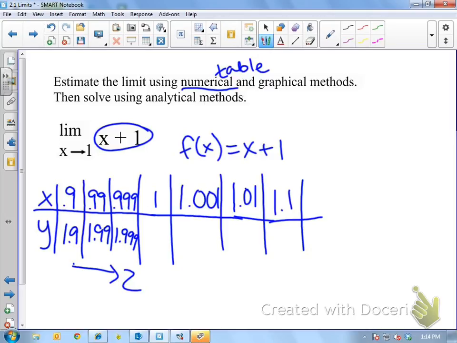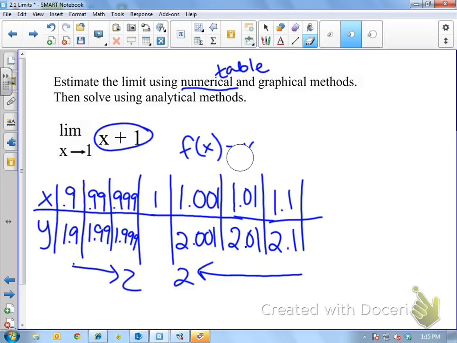For limits, we have to approach the same thing from the left, same thing from the right. So from the right, if we plug in 1.1, what do we get? 2.1. 2.6. So as we approach from the right side, what are we getting closer to? 2. So if we approach the same thing, what did we say that means about our limit? It is 2. Our limit is 2.